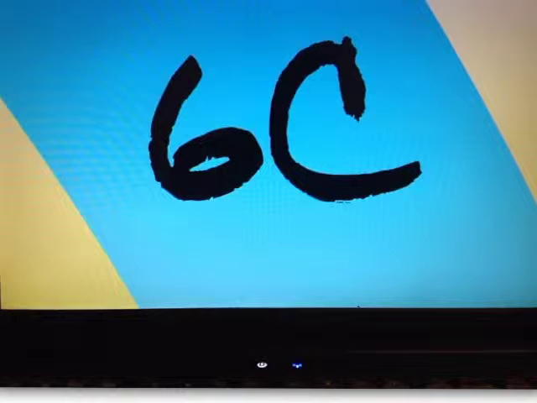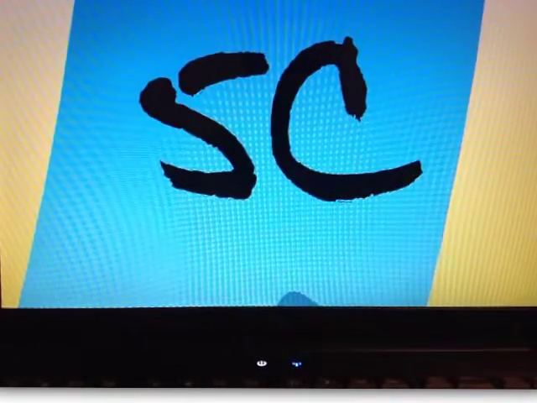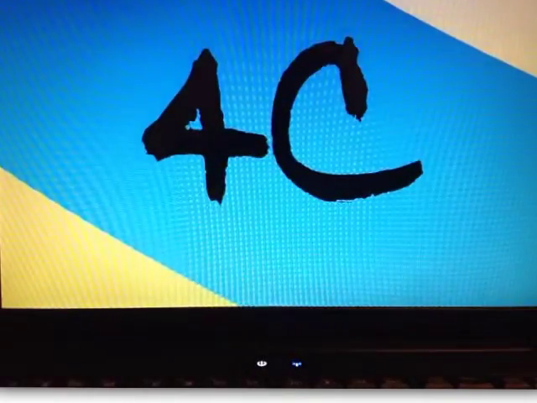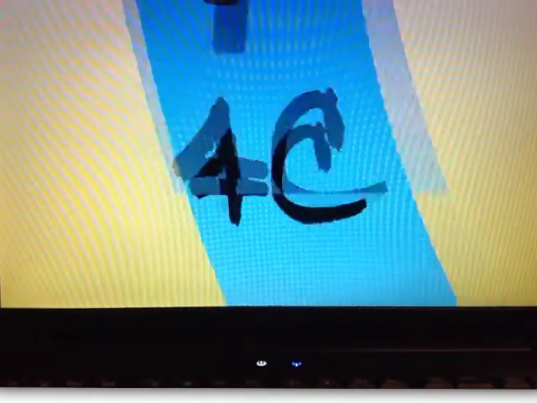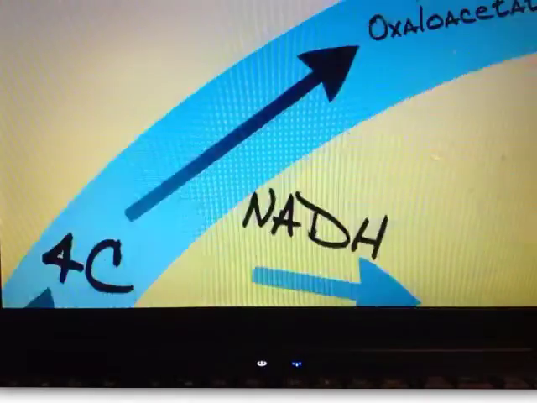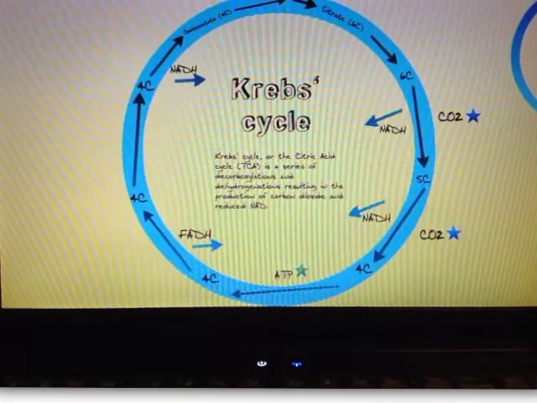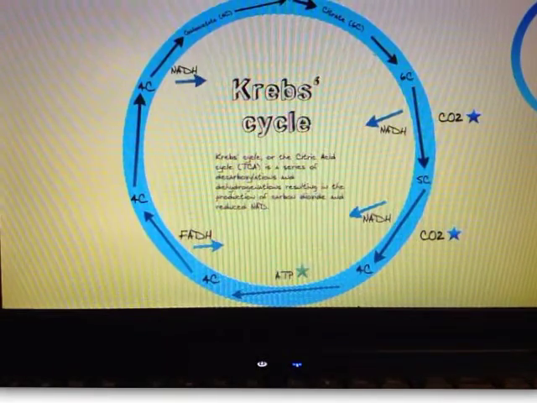So from citrate, the compound then undergoes some changes. It still remains with 6 carbons, so it's a slight structural change. From there, it's decarboxylated to 5 carbons, decarboxylated to 4 carbons, and then the numbers are 4, 4, 4, and back to oxaloacetate. So there's a way to remember it, which I'll show you shortly. And that overall, that is Krebs cycle.